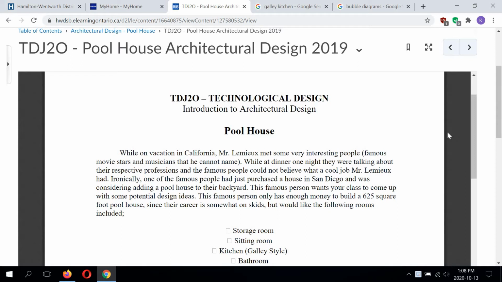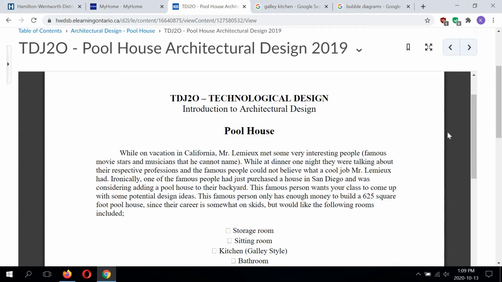So to begin, while on vacation in California, Mr. Lemieux met some very interesting people, famous movie stars and musicians that he cannot name. While at dinner one night, they were talking about their respective professions, and the famous people could not believe what a cool job Mr. Lemieux had. Ironically, one of the famous people had just purchased a house in San Diego and was considering adding a pool house to their backyard. This famous person wants your class to come up with some potential design ideas.